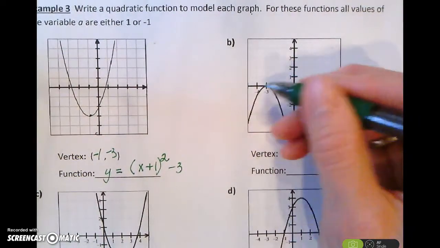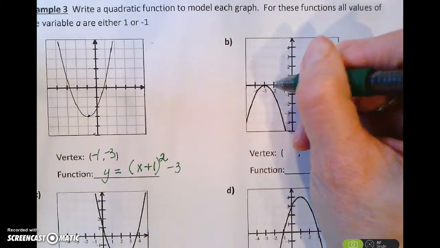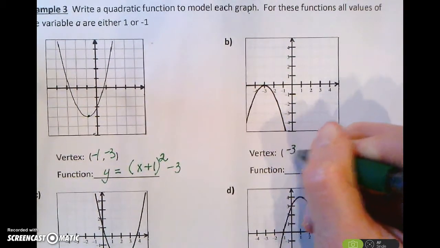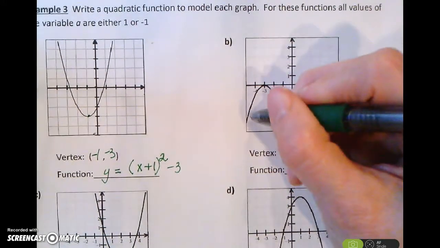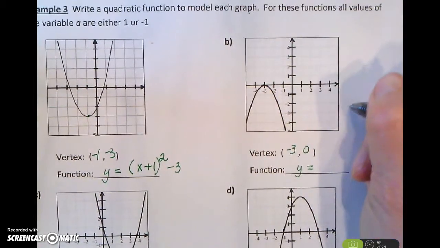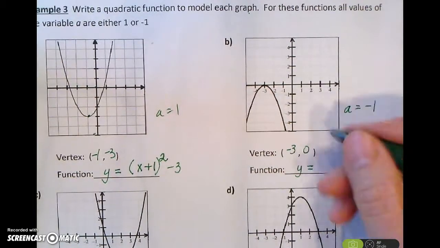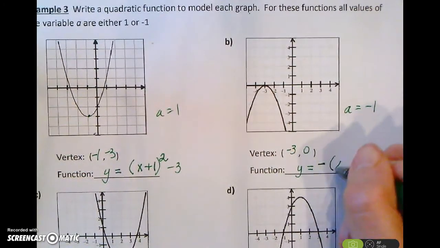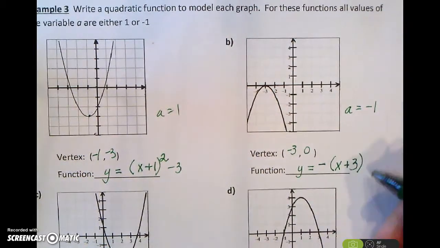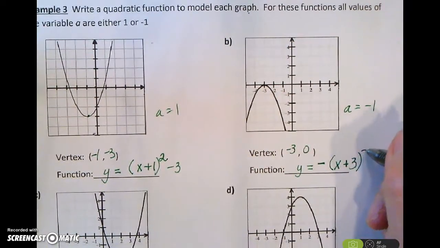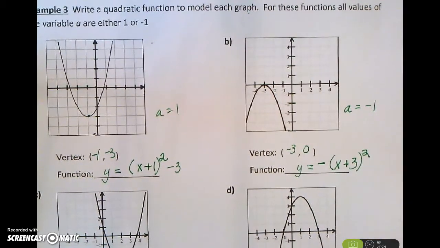For B, this time it's opening down. But our vertex, 1, 2, 3, is at negative 3, 0. So our function is going to be y equals, and since it's opening down, our a value is going to be negative 1, so I'm going to put a negative here. Then x minus, so I want the opposite of this, so a plus 3. That means it's going to go left 3. Don't forget the squared. And then it's not going to move up or down, so it's just going to be this, and I'm going to stop.